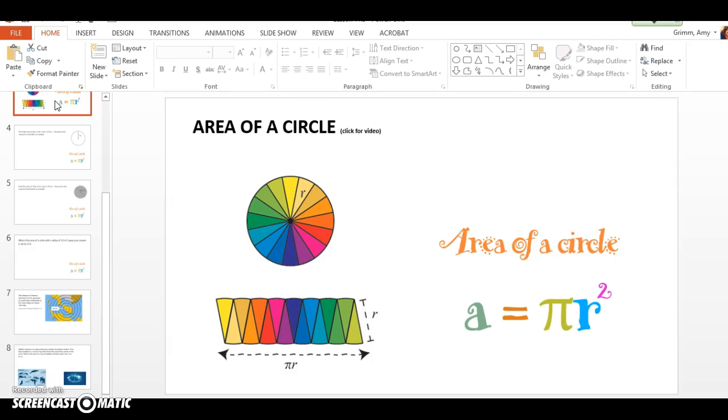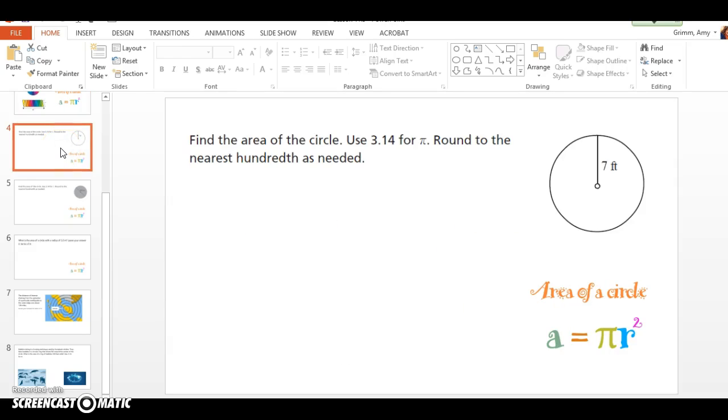Okay, so now you have three important formulas you have to remember. This is the third one that you're going to have to know. All right, so let's use that formula to find the area of a circle. So this says, find the area of a circle. They want you to use 3.14 for pi and round to the nearest hundredth as needed. Okay, so again, here's the new important formula we have to know. Area equals pi r squared.